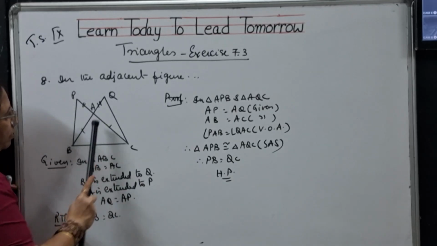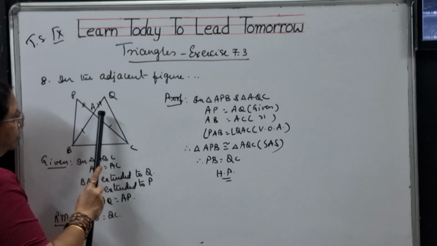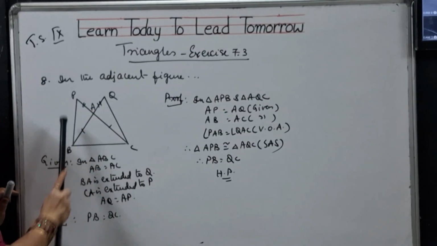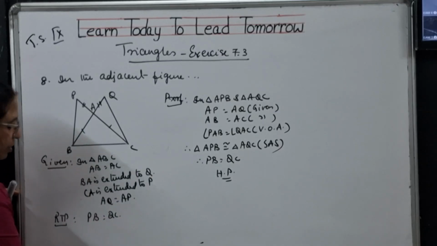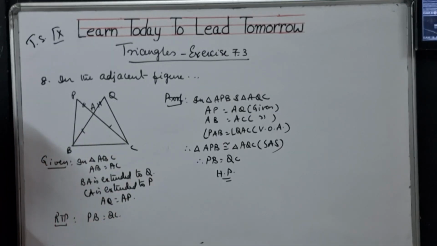Angle PAB is equal to angle QAC, vertically opposite angles. So these two triangles are congruent basing on side angle side property. Therefore, PB is equal to QC. This is the proof of this problem, children. Please note it down.